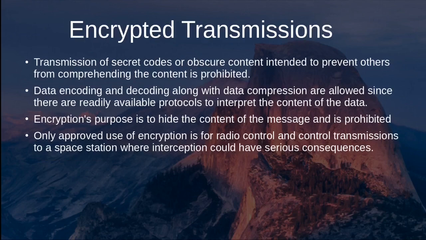Encrypted transmissions. Transmission of secret codes or obscure content intended to prevent others from comprehending the content is prohibited. So you can't transmit secret codes. You can't transmit something that's unintelligible to another ham radio operator or the general population. This gets a little bit murky.